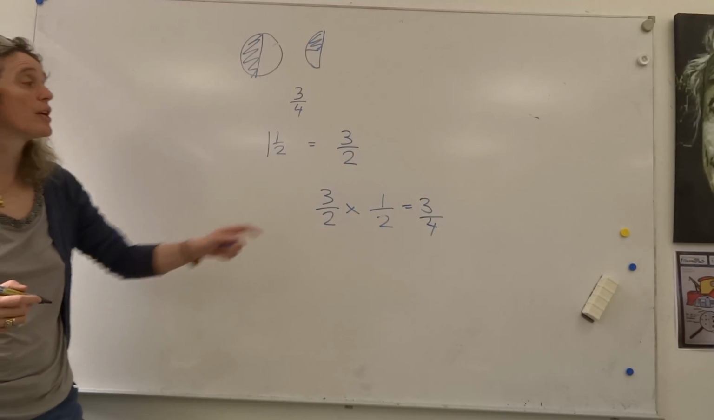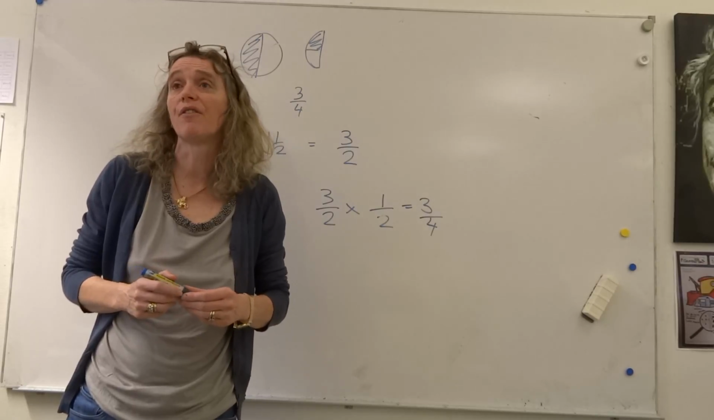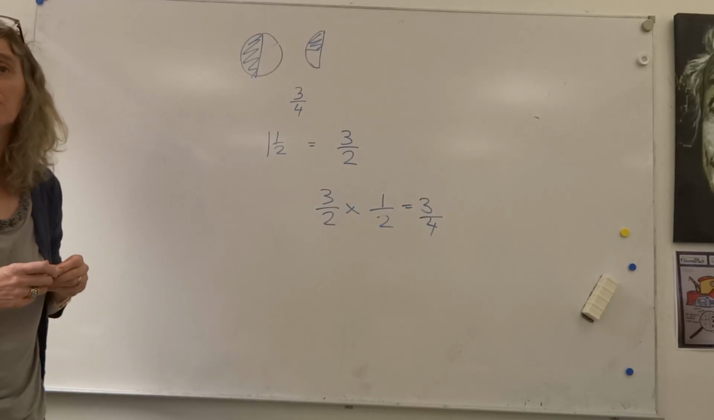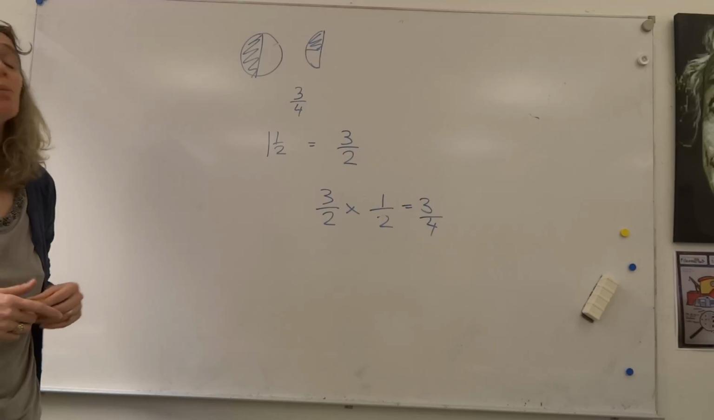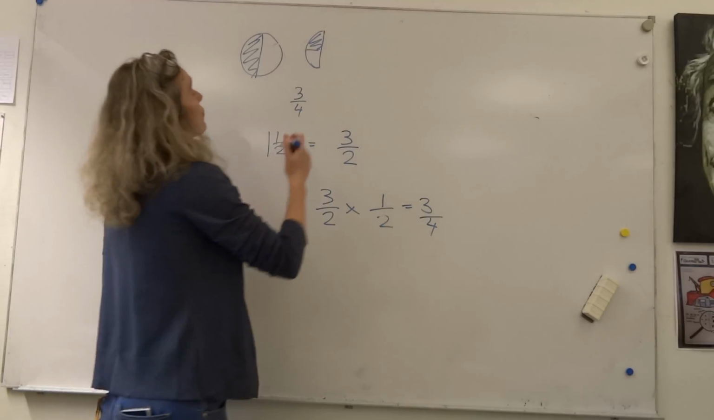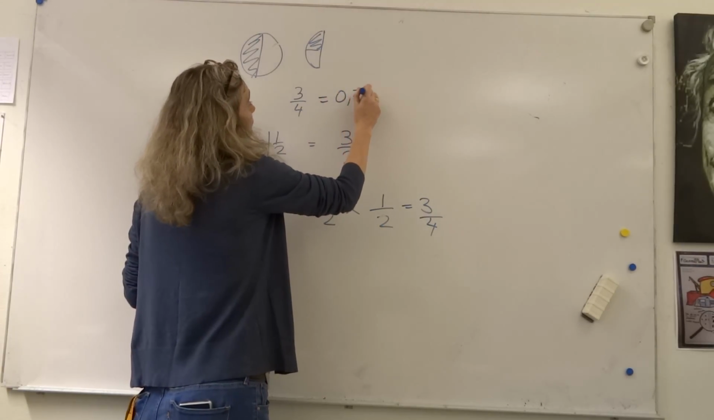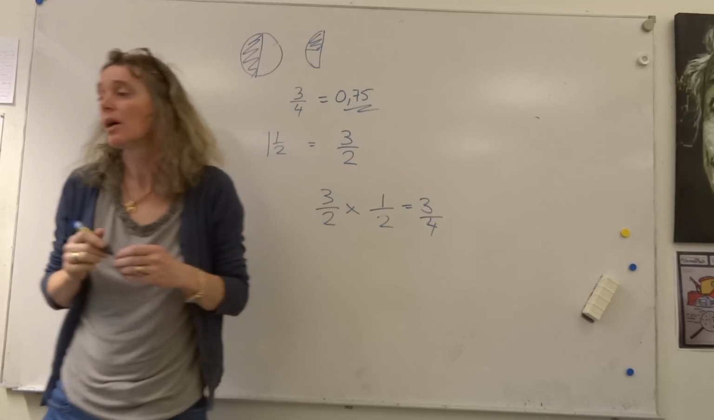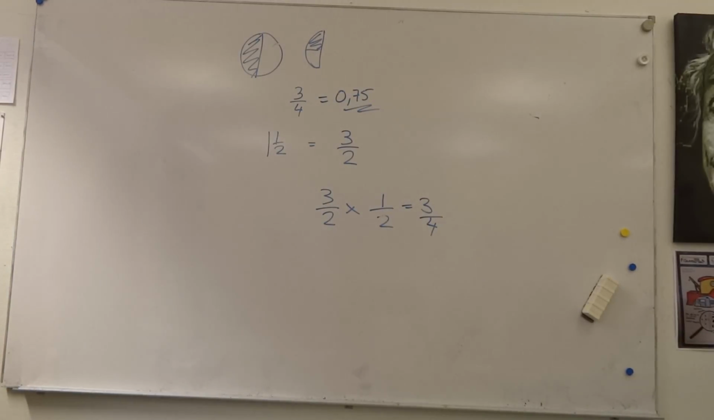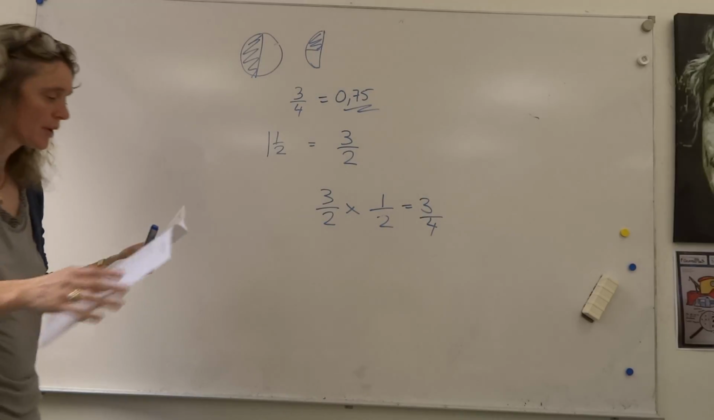But you can answer 3/4 or you can answer 0.75 if you converted it first to the decimal 1.5 and worked it out as 0.75. So here you can answer 3/4 or 0.75. But I did say because this is a fractions paper, it's nice to keep it in fractions.